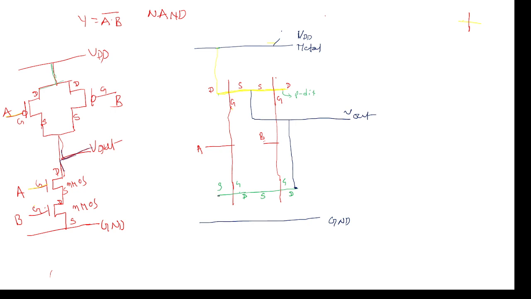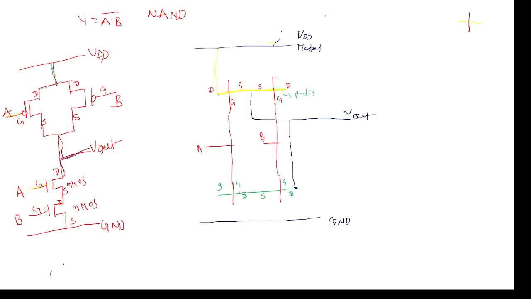Of course, this source is connected to ground. Here also there are two options. We can extend with metal or else extend with green color. Green means it is N diffusion. I'm going with green, so this is green. Now this is the way to draw the stick diagram. If you know the transistor symbols, you can easily draw.